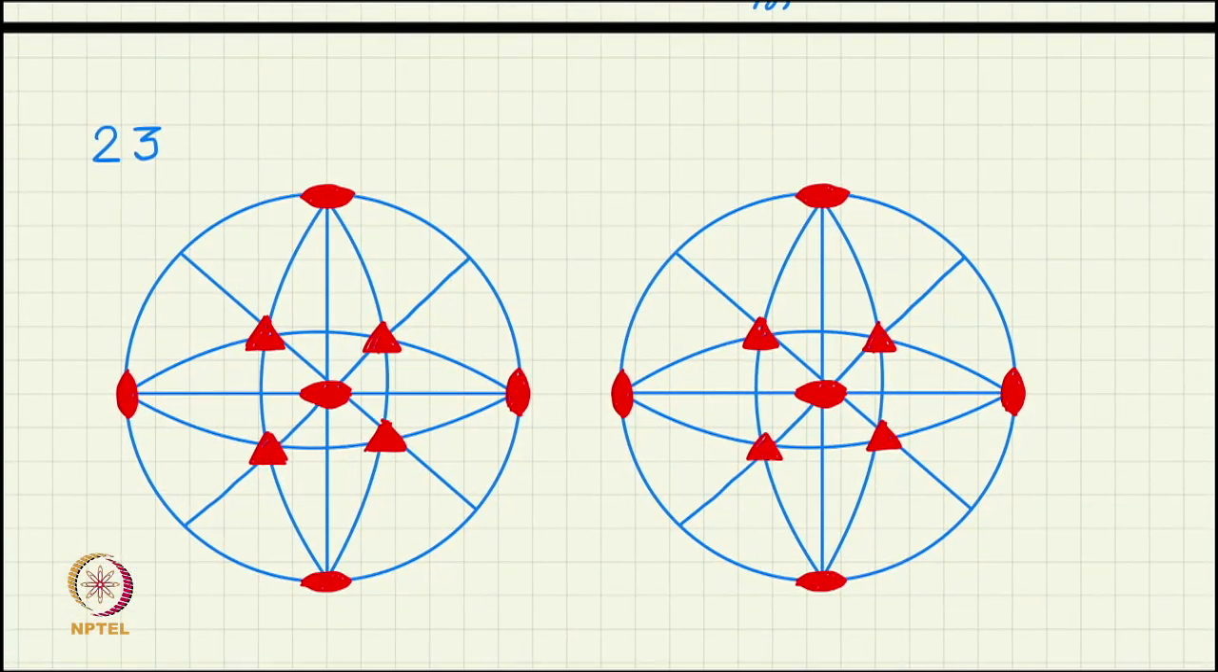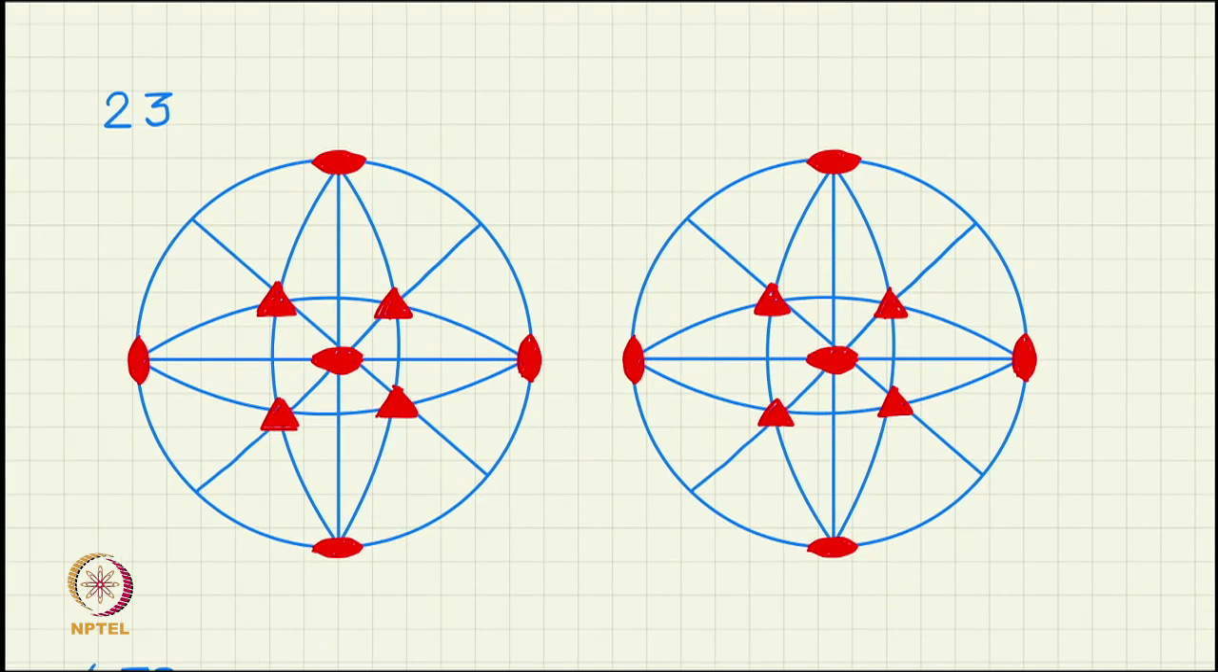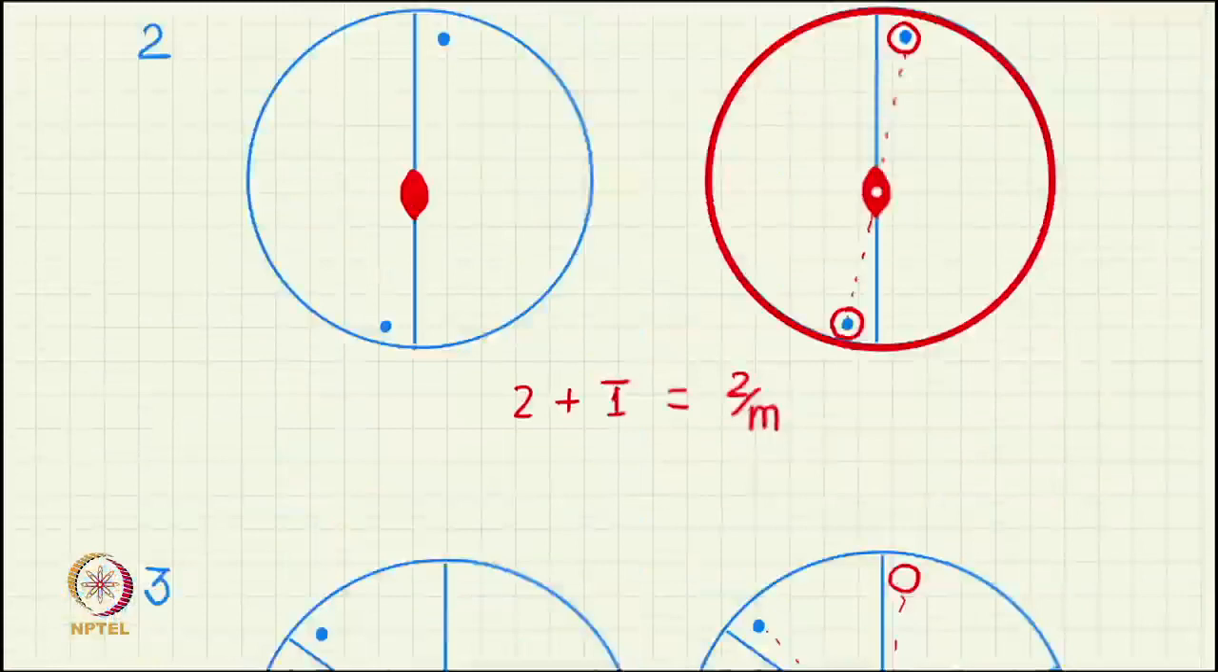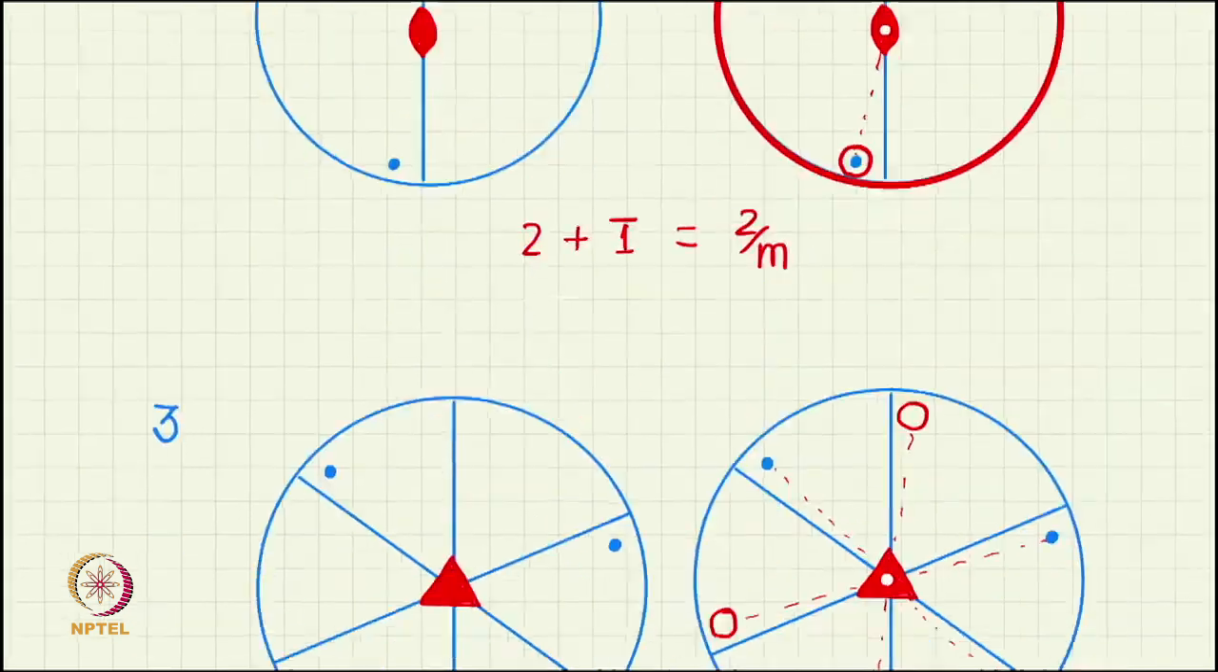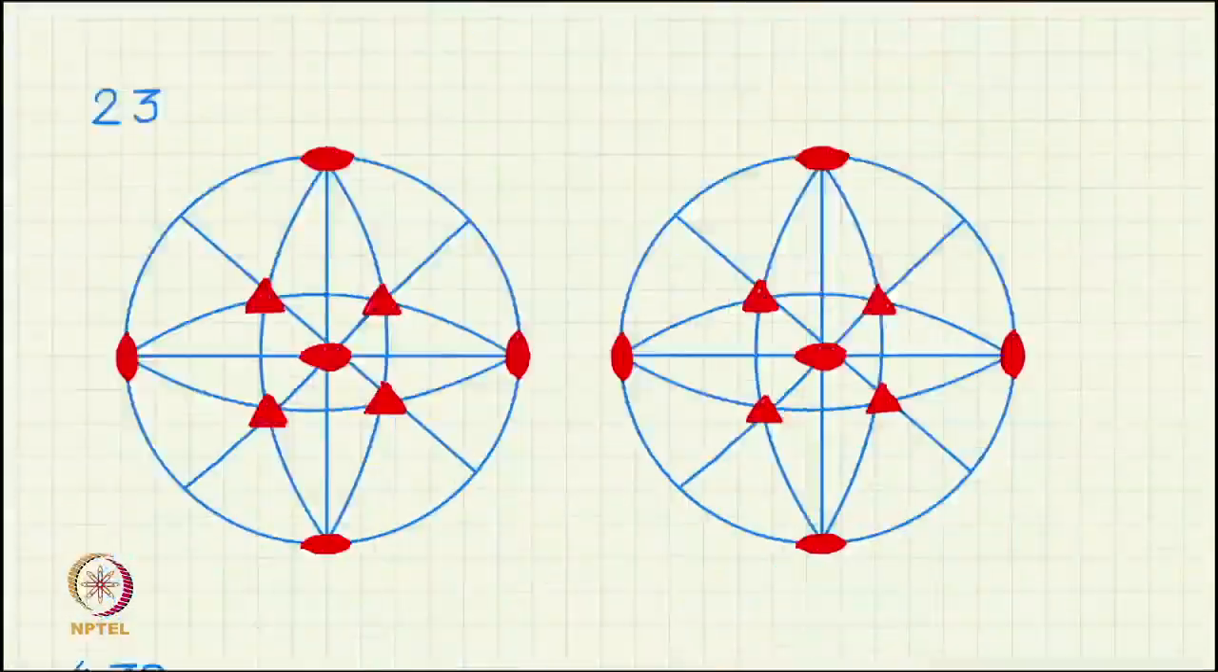Now the two cubic point groups, the first one 23. To add a center of inversion to this, we have to remember what happened in the case of 2. When the 2 was in the center, a vertical two-fold, I added a center of inversion and generated a horizontal mirror plane. This will always be the case. Whenever a two-fold is there and I add a center of inversion, a perpendicular mirror plane will come.